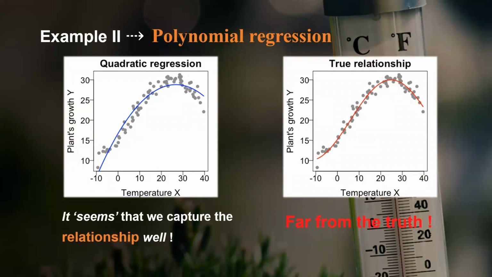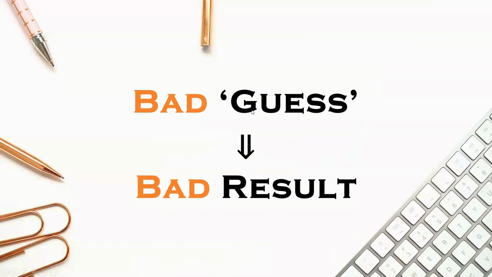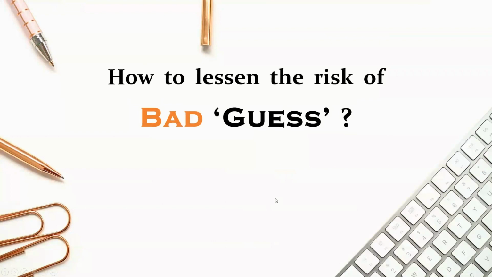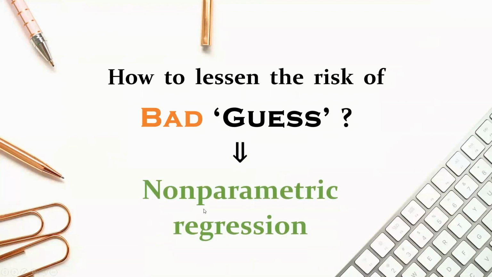So from the above two examples, we may have a deep feeling about how important a good guess is. If a bad guess is made at the beginning, no doubt a bad result will be obtained. So how to lessen the risk of a bad guess? The answer is very simple. Just guess less. And nonparametric regression is a method that has much less guess.